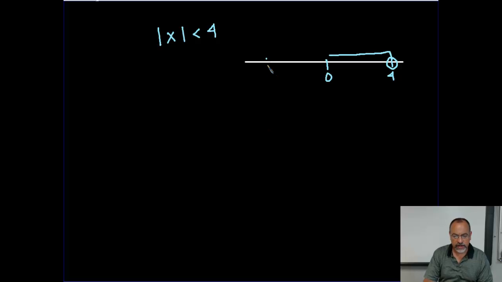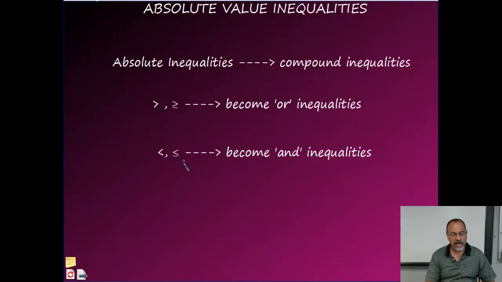And if I go out here to negative 4, if I go 4 units this way, now where are the numbers that are less than that far away from 0? That would be these numbers here. And you'll notice this looks very much like an and inequality, which in fact it is. So these less than absolute value inequalities are actually going to produce and inequalities.